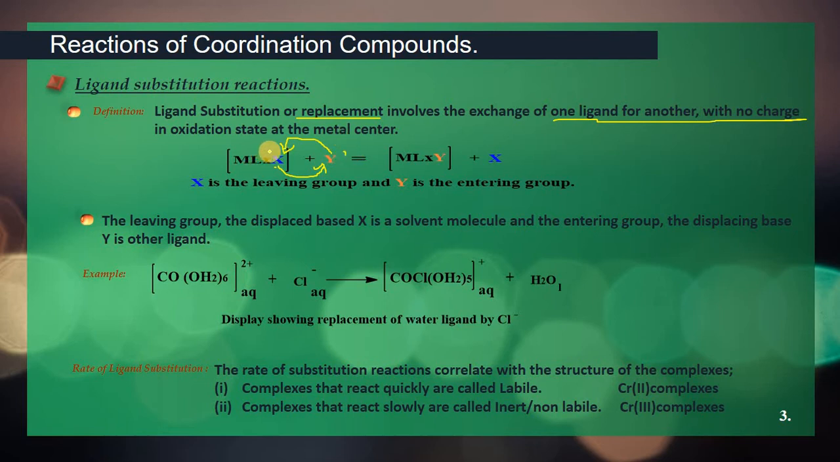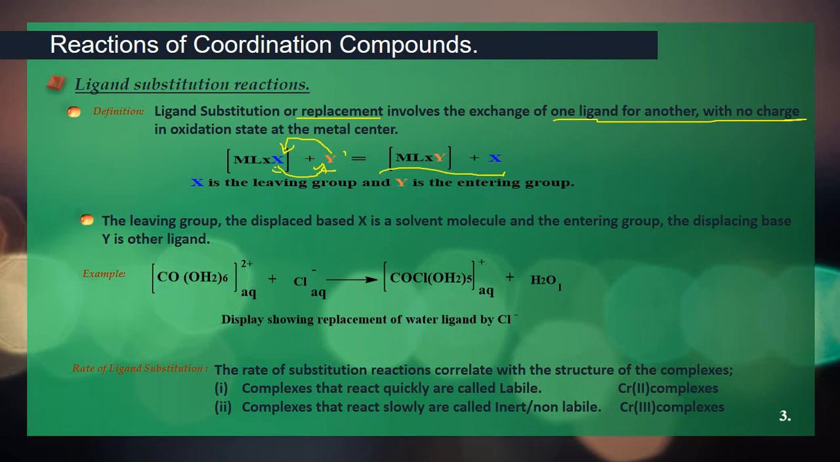Let us take note that the leaving group, this base S, is a solvent molecule, and the entering group, the entering ligand, tends to displace the S from its position, which is the final result of what happened here. So the leaving group, the displaced base S, is a solvent molecule, like I said earlier, and the entering group, the displacing base Y, is another ligand. These are the two types of ligands that we have.